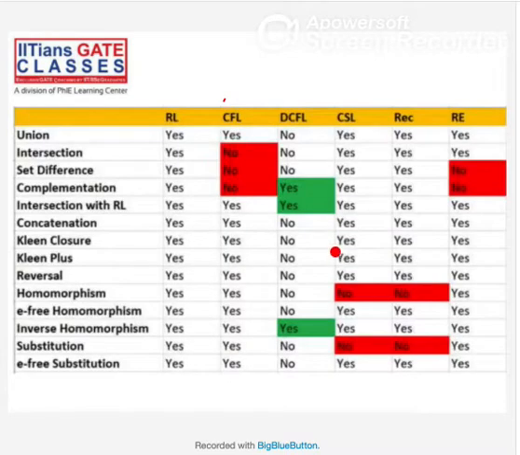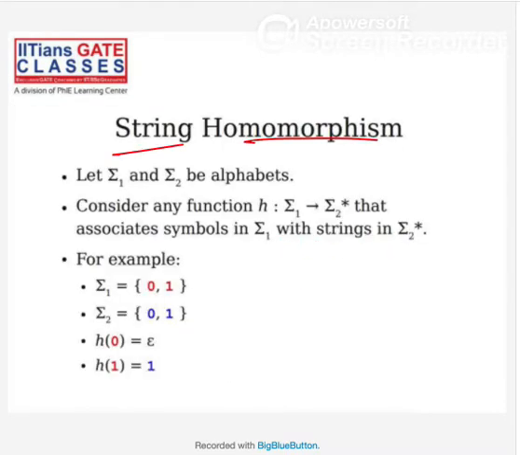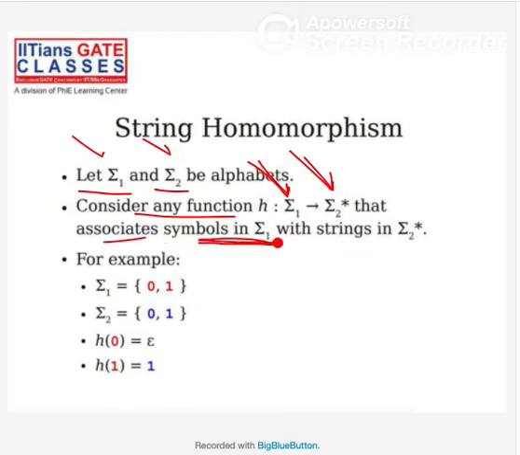Now we will take some examples and see what it is. For example, let's assume sigma 1 and sigma 2 are two alphabets. And remember, sigma 1 and sigma 2 can be the same also, they can be different also. Homomorphism is a function from sigma 1 to sigma 2 whole star. So every input symbol of sigma 1 will be mapped to exactly one string of sigma 2 whole star, that associates each symbol in sigma 1 with a string in sigma 2 whole star.